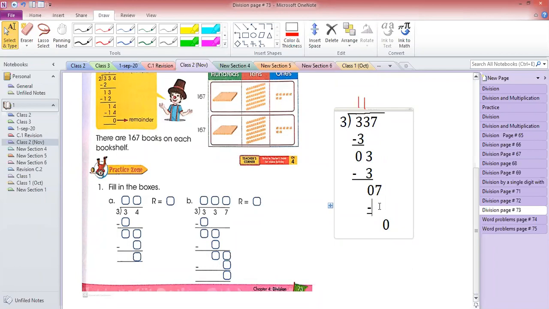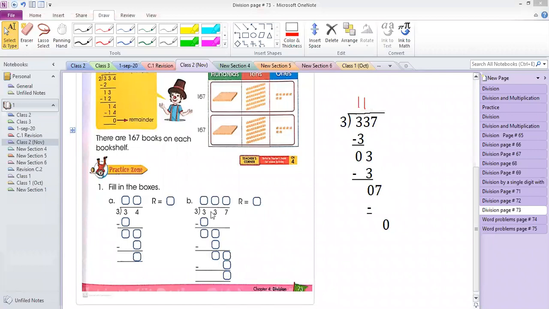You will have to go for the less than. If any number doesn't come in the table of divisor, go for the less than. 3 multiplied by 1 equals to 3 and 3 multiplied by 2 equals to? Yes, guys, how many 3s are there in 7? 2. Very good. The answer is 2.